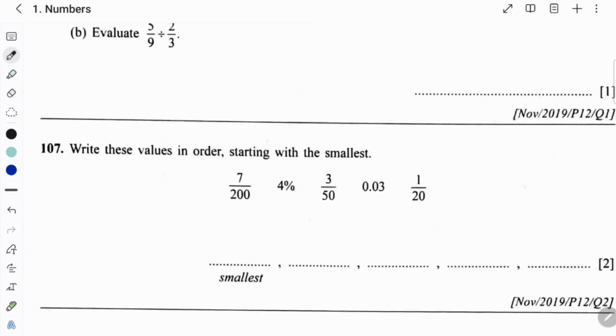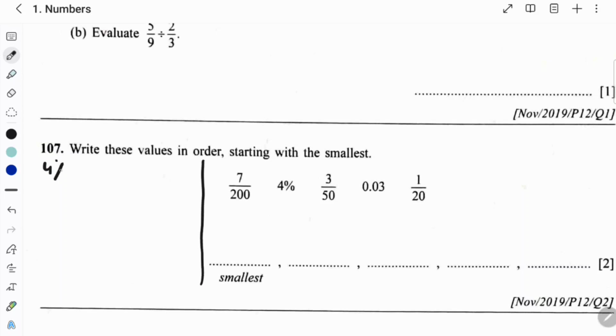Now this is the last question I'm doing here. Write down these values starting with the smallest: 7 over 200, 4%, 3 upon 50, 0.03, 1 upon 20. Either you can divide the question or write down the numbers with the same denominator. As you can see in this question, 200 is the denominator, so you can make all the denominators 200.